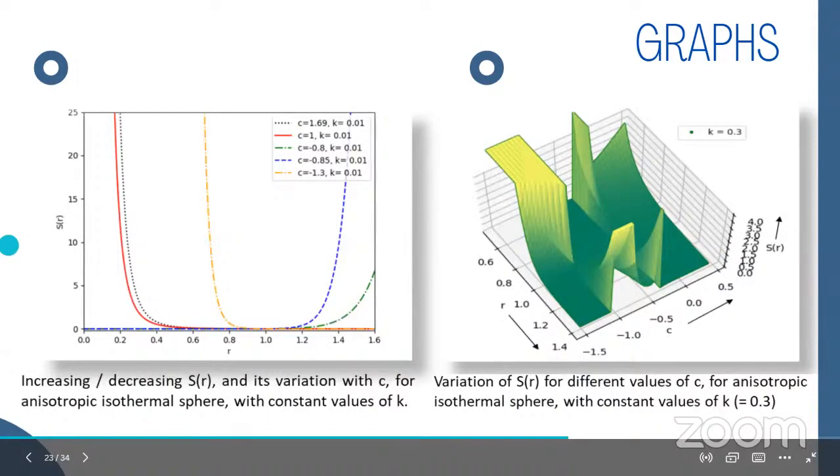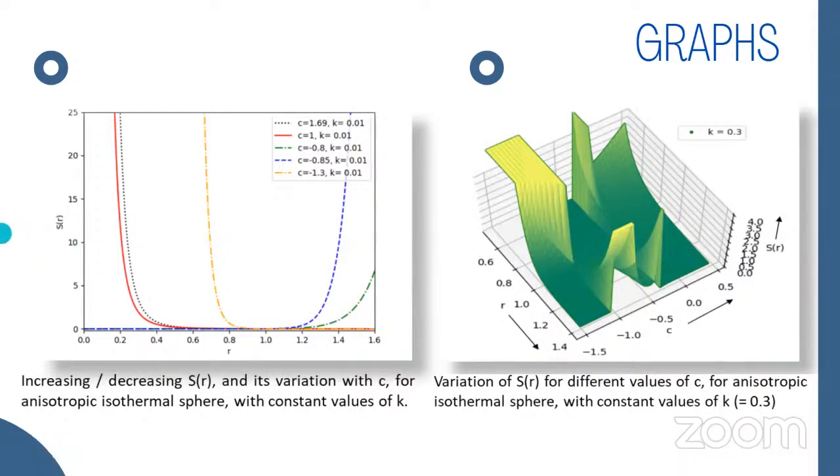Here we observe a peculiar characteristic of the graph. This is basically the graph of S(R) versus R for changing values of C, keeping K as a constant. We see here that when C is in the positive region, the whole graph is of decreasing nature with respect to R. But after C enters the negative domain, as you can see in the 3D plot, it's more obvious. When C is entering the negative domain, for a small region of C, the whole graph changes its nature and S(R) starts increasing with R.